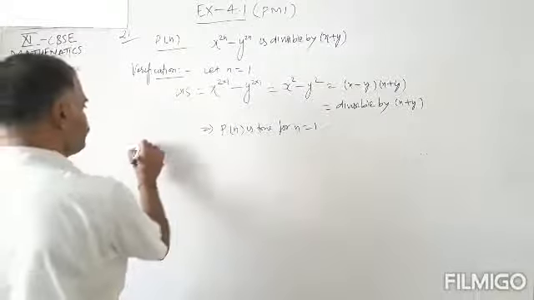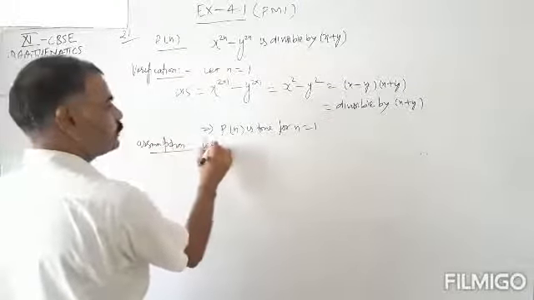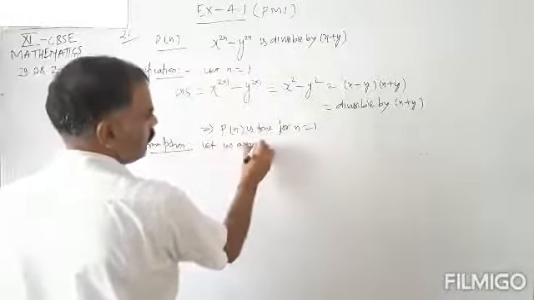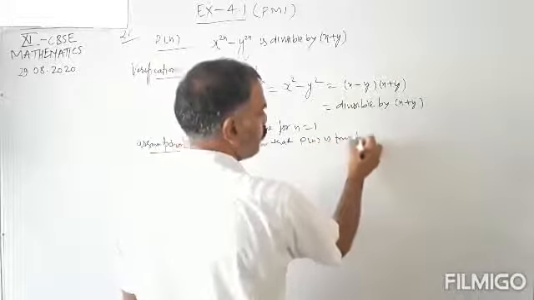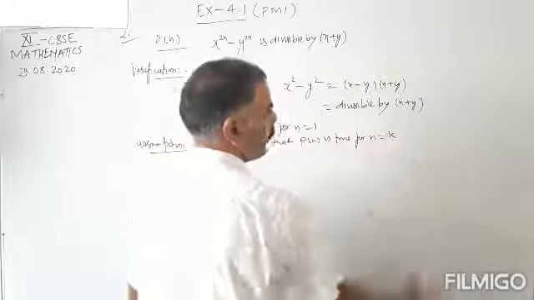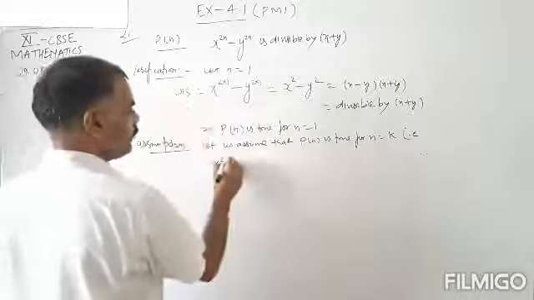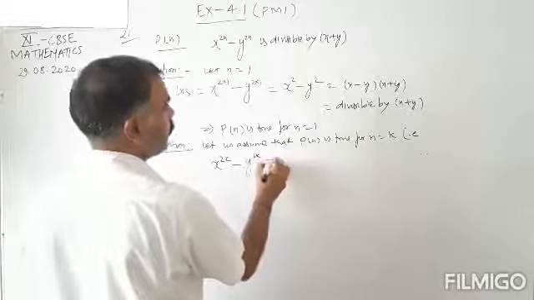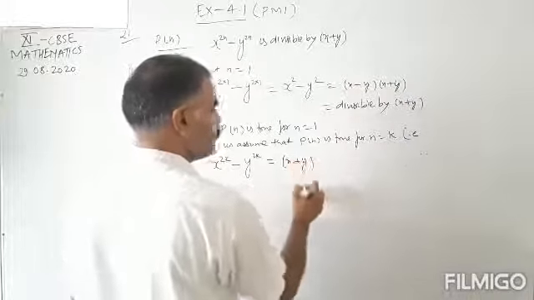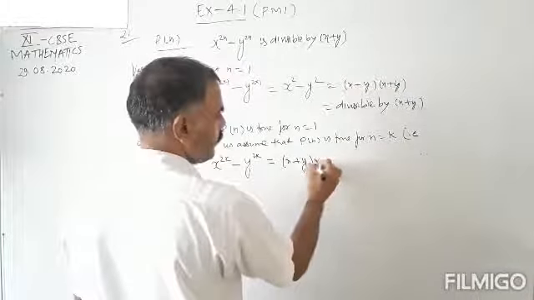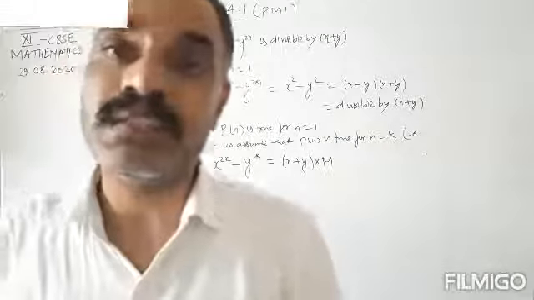Now the assumption step. Let us assume that Pn is true for n equals k. That is, x to the power 2k minus y to the power 2k is divisible by x plus y. Divisible by x plus y means it is equal to x plus y into m, or m into x plus y.